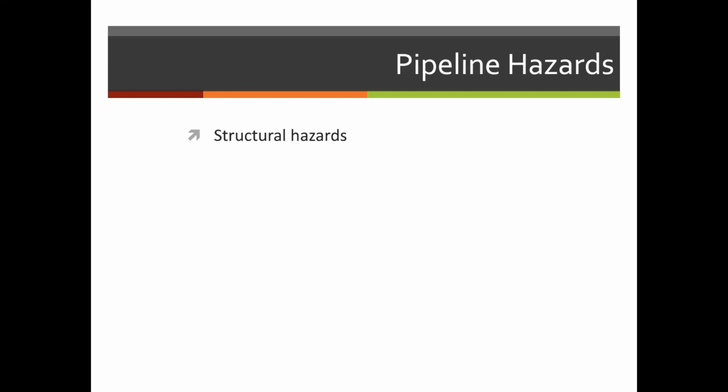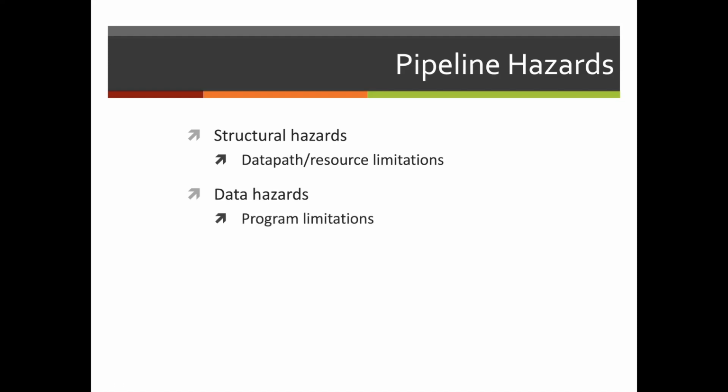We'll consider structural hazards, which occur as a result of data path and resource limitations. We'll consider data hazards, which result from program limitations. And then we'll also consider control hazards, which can also result from program limitations. These can essentially cause our hardware to take more cycles than necessary to complete an instruction or data path.